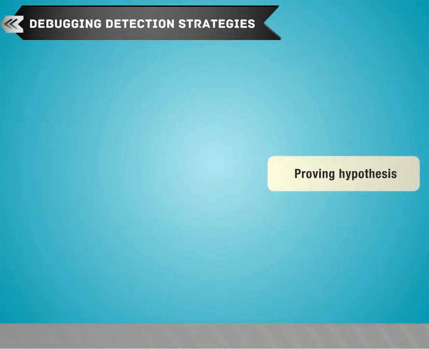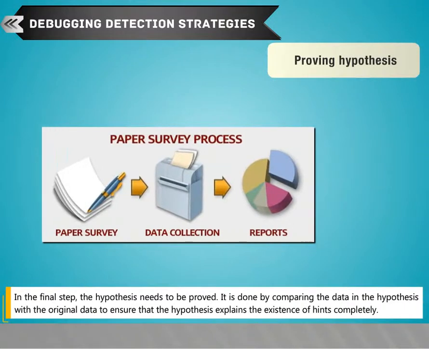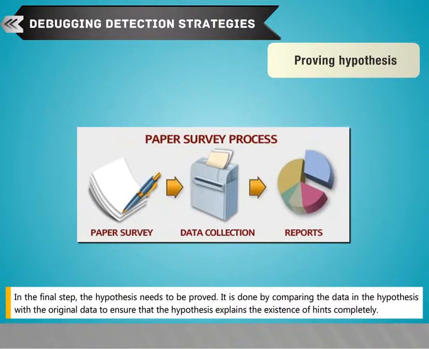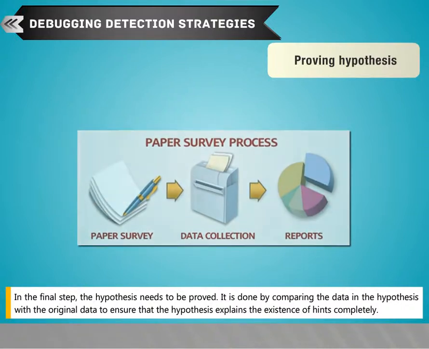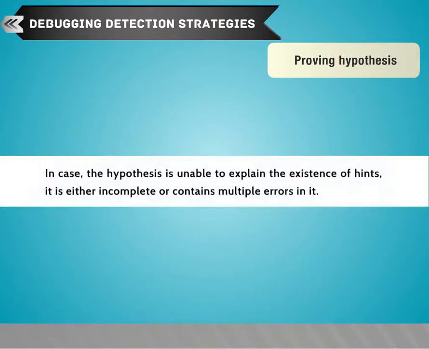Proving hypothesis. In the final step, the hypothesis needs to be proved. It is done by comparing the data in the hypothesis with the original data to ensure that the hypothesis explains the existence of hints completely. In case the hypothesis is unable to explain the existence of hints, it is either incomplete or contains multiple errors in it.